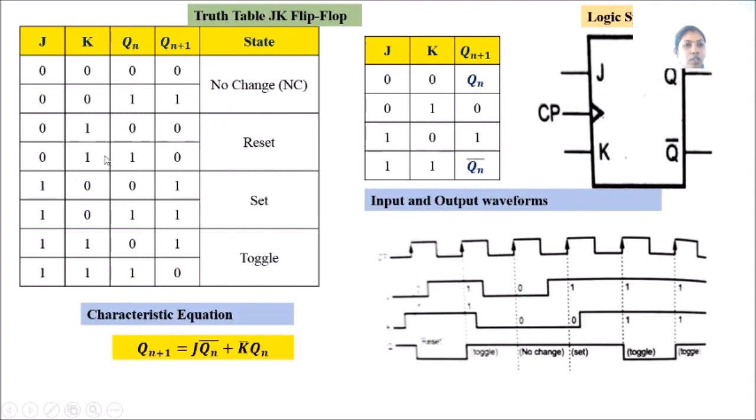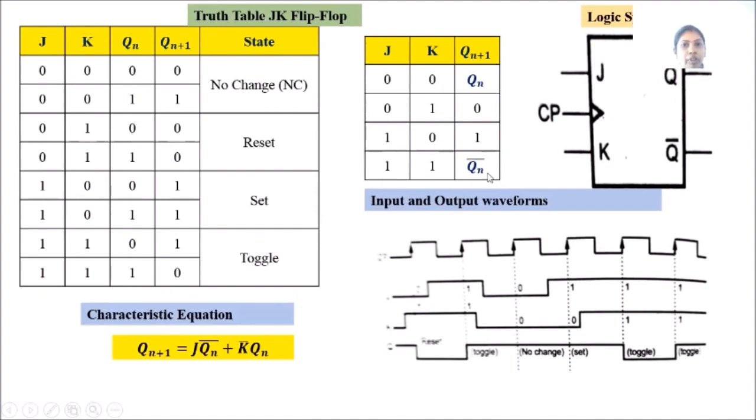When K equal to 1, it is called the reset condition. So the output, that is the next state, is 0. When J equal to 1, it is a set condition. Qn plus 1, that is the next state, is 1. When both J equal to 1 and K equal to 1, you have a toggle state, that is, if the present state is 0, the next state is 1. If the present state is 1, the next state is 0. So the toggle condition will occur. Here the indeterminate condition is overcome.